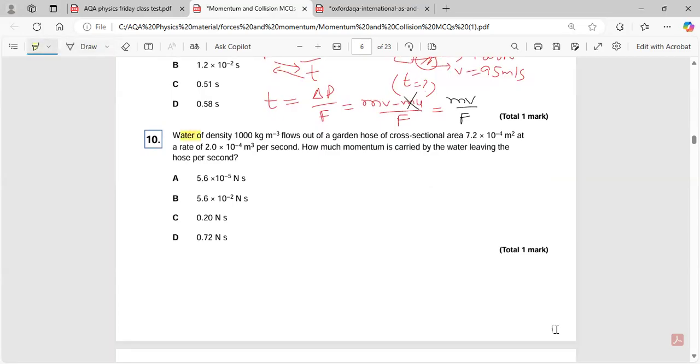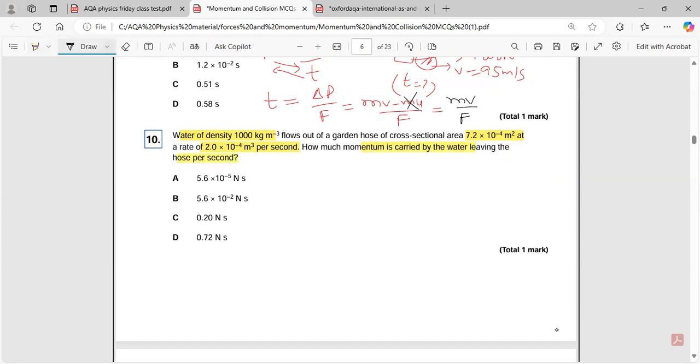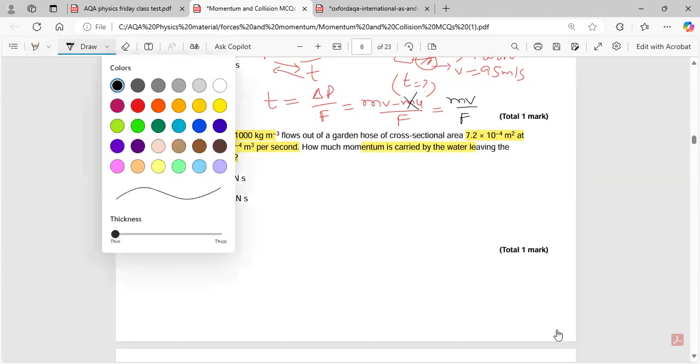Water of density 1000 kg per meter cube flows out of a garden hose of cross-sectional area 7.2 times 10 to the minus 4 at a rate of 2 times 10 to the minus 4 meter cube per second. How much momentum is carried by the water while leaving the hose per second? This is a bit challenging question, so get ready for this and be attentive as well.